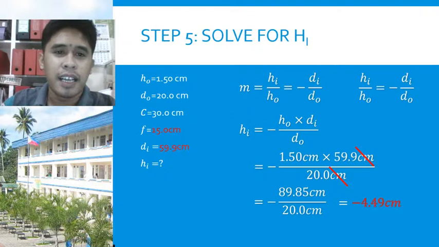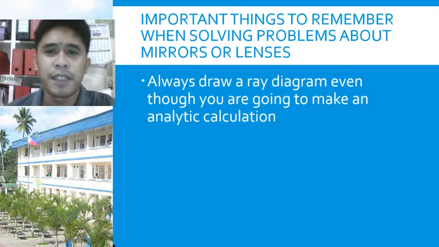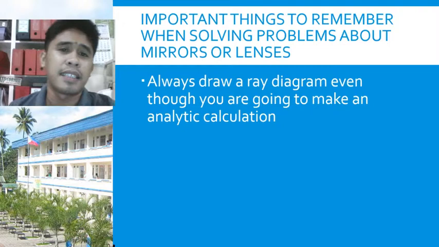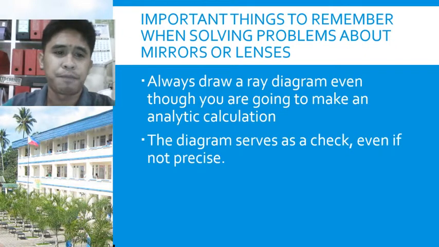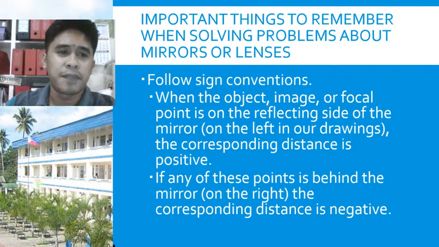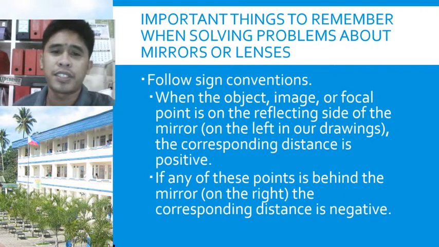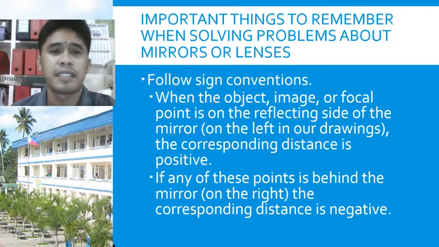Before we end, I would like to give you some important points to consider when performing calculations. First is to draw a ray diagram even though you are going to make an analytic calculation. This ray diagram serves as a check even if it's not precise. Then apply the mirror equation and the magnification equation. Always follow sign conventions. Sign conventions allow us to determine the characteristics of the image we are calculating.